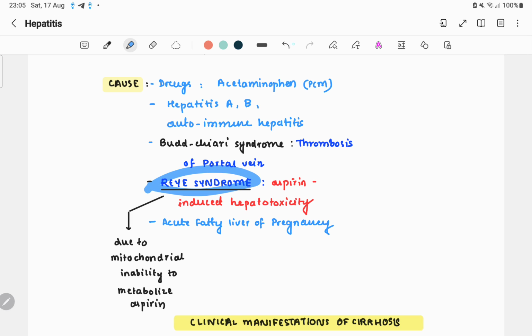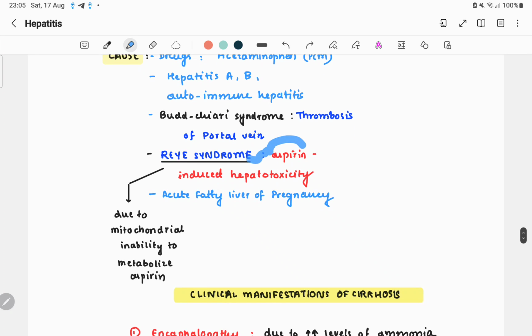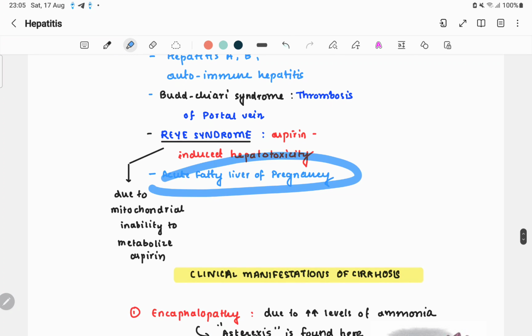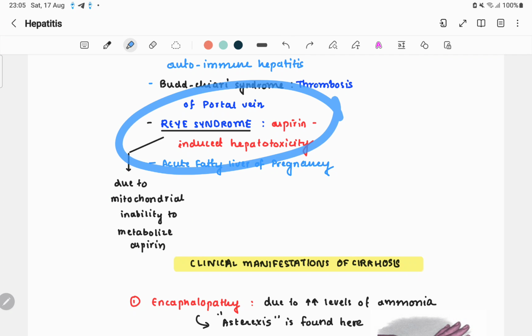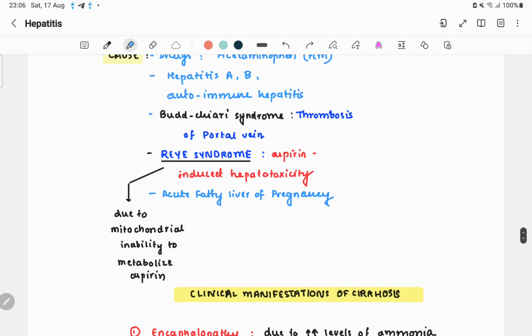Reye's syndrome is aspirin-induced hepatotoxicity. In children, it may occur. Acute fatty liver of pregnancy may lead to acute liver failure. Okay. And Reye's syndrome is due to mitochondrial inability to metabolize aspirin. Aspirin is not metabolized, so it will lead to a syndrome called Reye's syndrome.